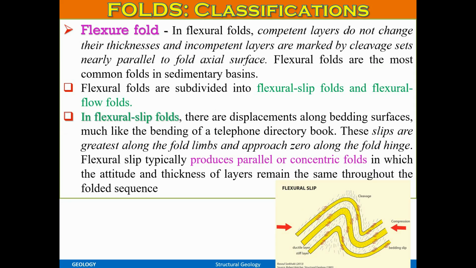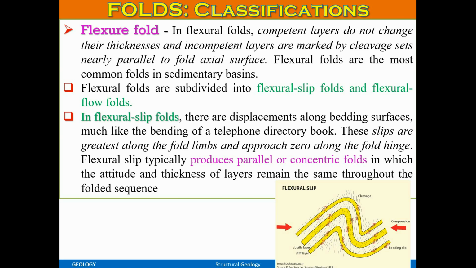So in the flexural fold, what happened? Competent layers do not change their thickness because they are competent. That's the characteristic of a competent layer. What happened? Incompetent layers modify themselves. Incompetent layers are marked by cleavage sets. Several planes of weakness will be developed, nearly parallel to the fold axial surface. So flexural folds can be subdivided into two types: flexural slip folds and flexural flow folds.